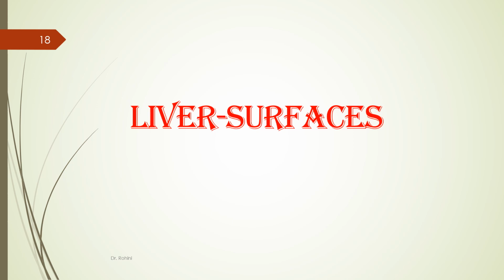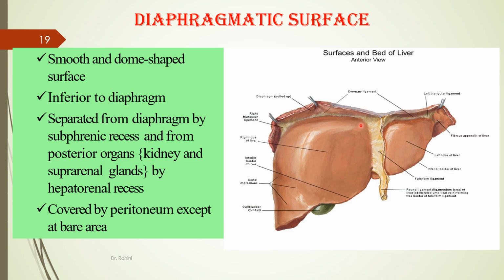Now liver surfaces. As I told you, the superior, right lateral and anterior surfaces form the diaphragmatic surface. They are smooth and dome shaped, corresponding to the inferior surface of the diaphragm, especially the right dome of the diaphragm. This comes towards the left dome of the diaphragm, the middle part of the diaphragm actually, separated from the diaphragm by this recess you all know, the subphrenic recess. And from posterior organs, the retroperitoneal organs like the kidney and suprarenal gland, by another recess behind, which is called the hepatorenal recess. Okay, it is covered by visceral peritoneum all over except a few areas.